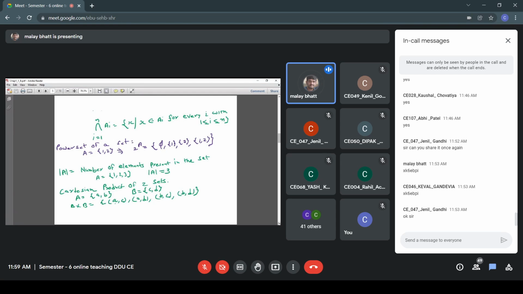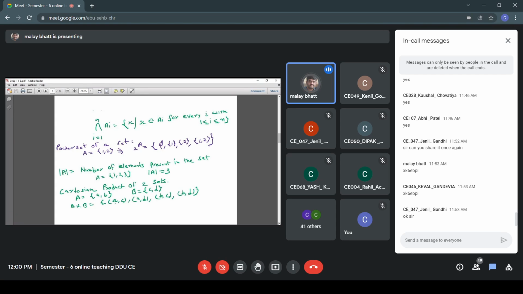Next is the cardinality of a set. So cardinality is what? The number of elements in the set. So if A is equal to {1, 2, 3}, then the cardinality of a set is the number of elements in the set. So we'll write it as 3.